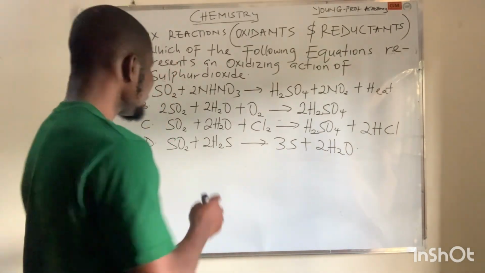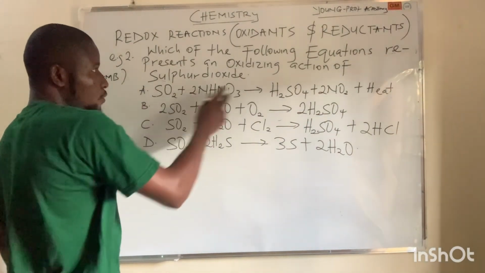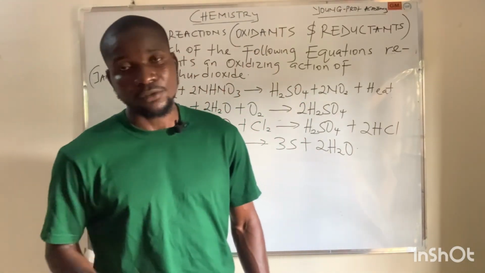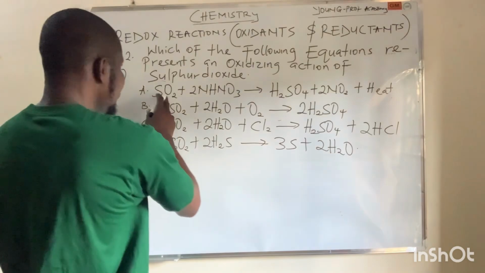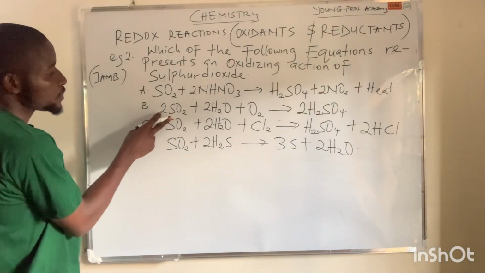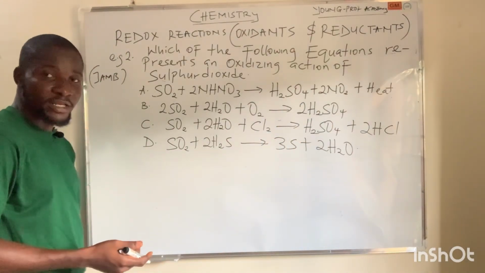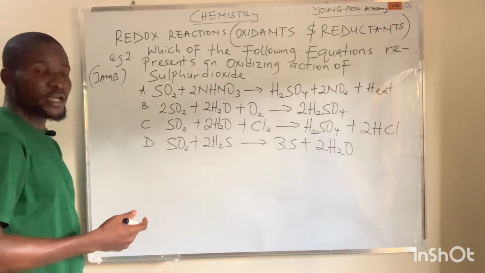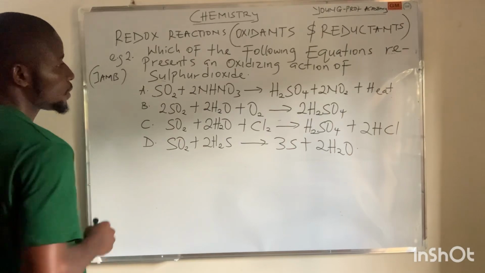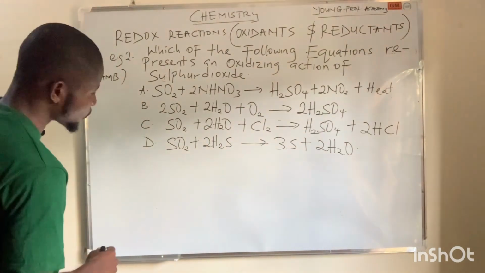Oxidizing action. Now, this sulfur here is moving from 4 to 6. Increase in oxidation number. And increase in oxidation number is what? Oxidation. And definitely it is a reducing agent. Now, look at this sulfur here. This sulfur here is also 4, while this sulfur here is 6. Also, increase in oxidation number, it is also a reducing agent. Look at this sulfur here. This sulfur here is 4, and this sulfur here also is 6. Also a reducing agent.